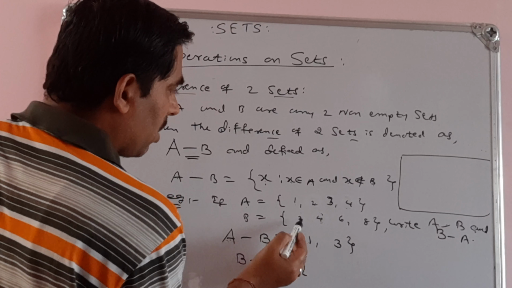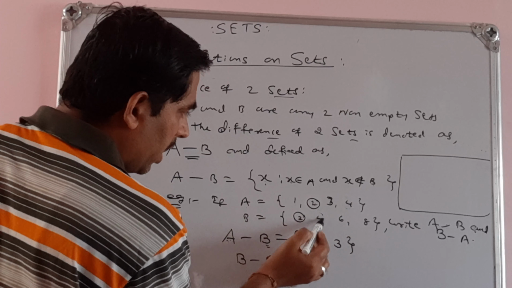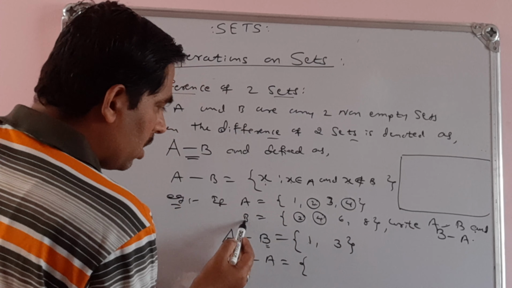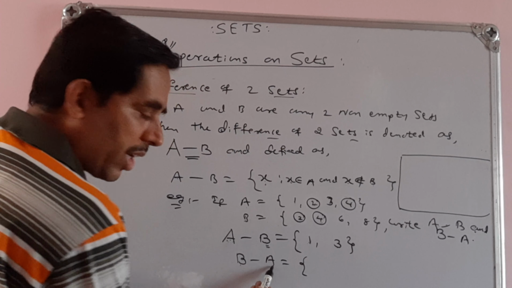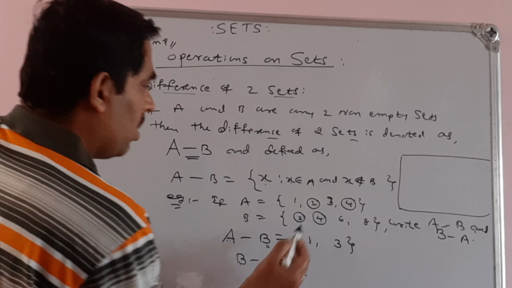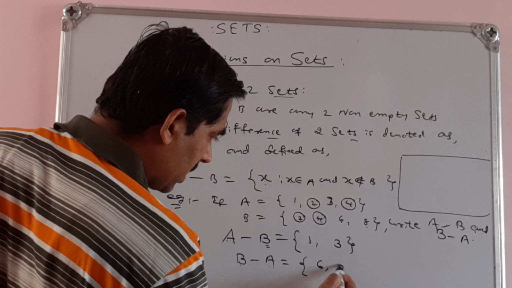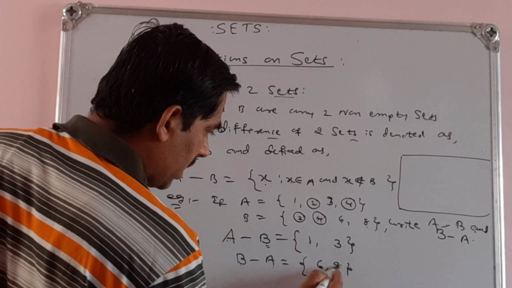B minus A. So let me mark the common elements here. 2 is there, then 4 is a common element. I am subtracting set A from set B. So that is 2 and 4. So what are the elements left here? 6, 8.